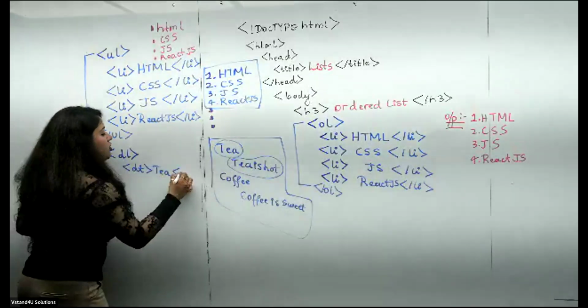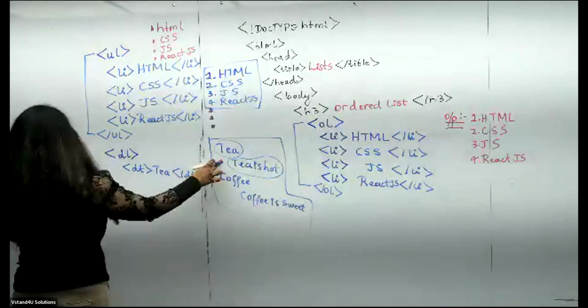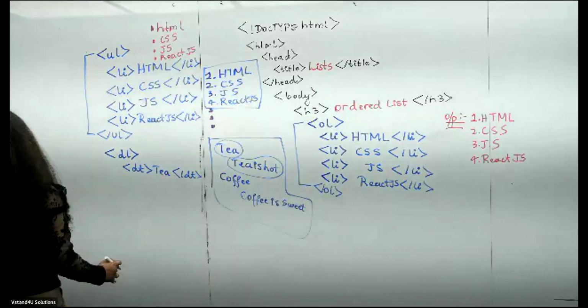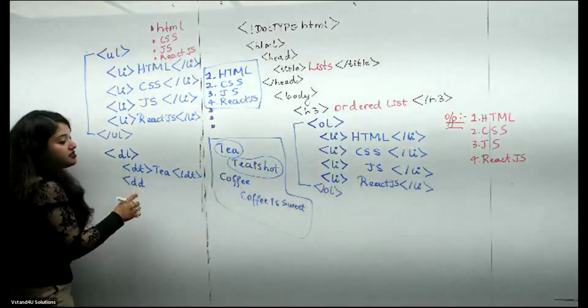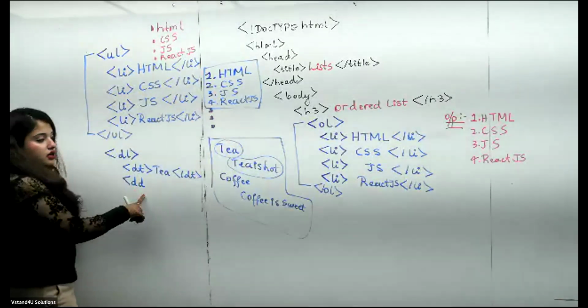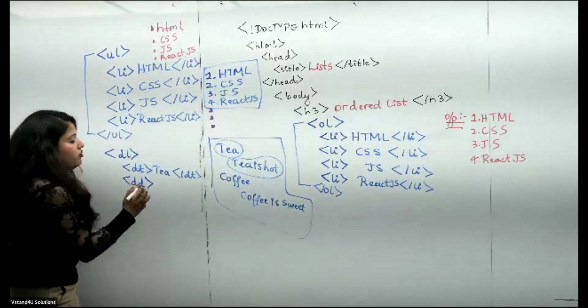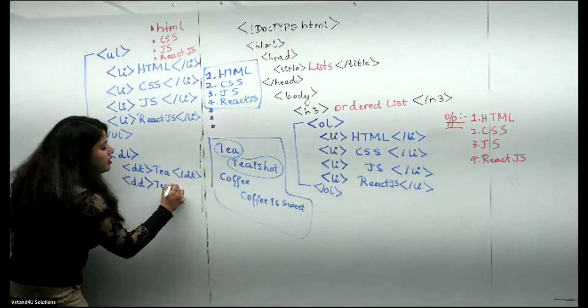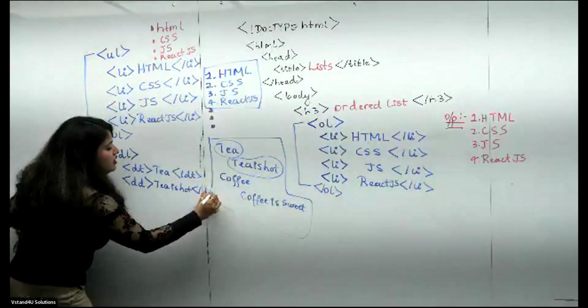And let me close this DT tag. Done. Now I want to pass some data inside it. Which tag will I be using? I will be using the tag called DD, that is nothing but description data. And then I will pass any line if you want. For example, I will take TS and let me close this DD tag.